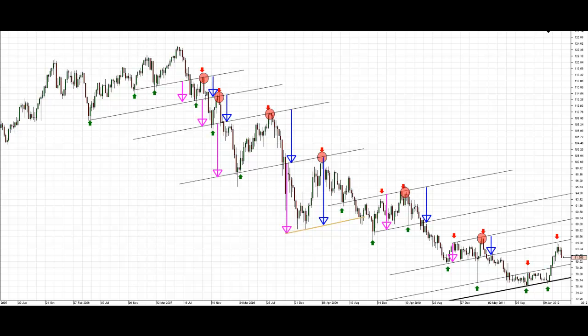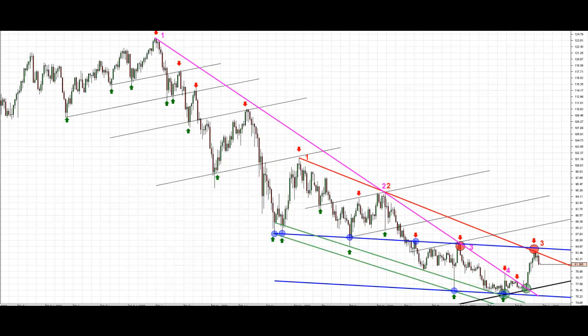Later on, a new set of channels is formed. This is why not each bottom would fit our requirements of a support line. Let's take a look at another chart. This one will be a bit more complex and so will require more of your attention.